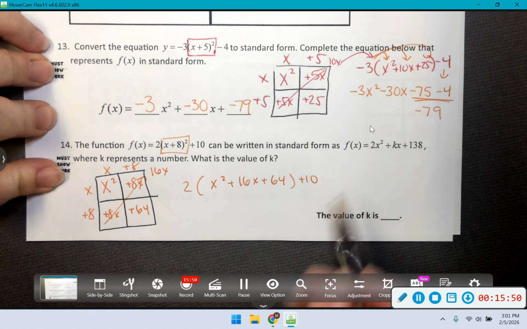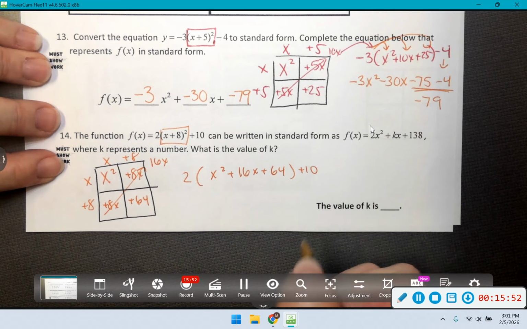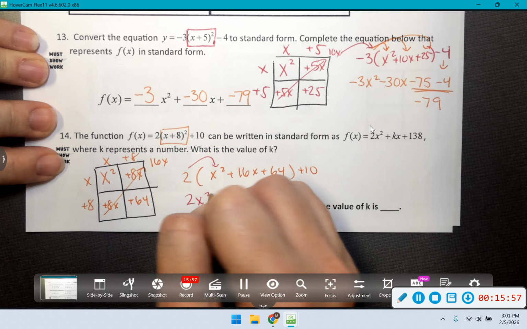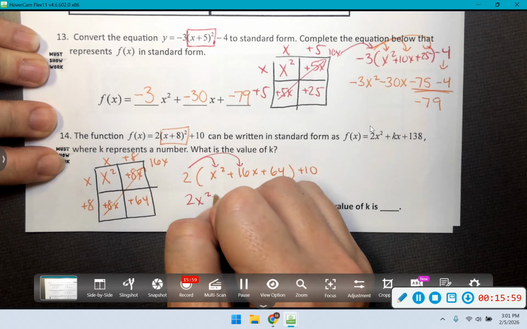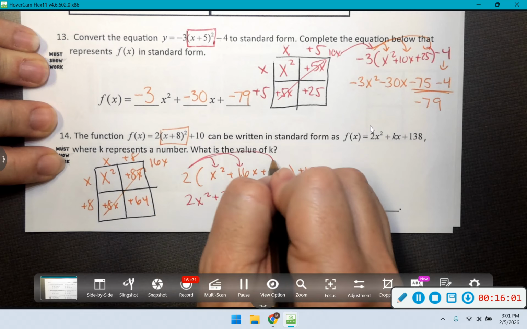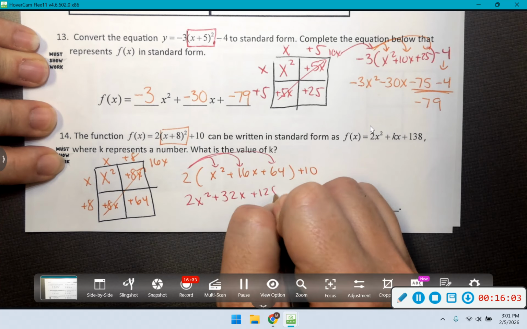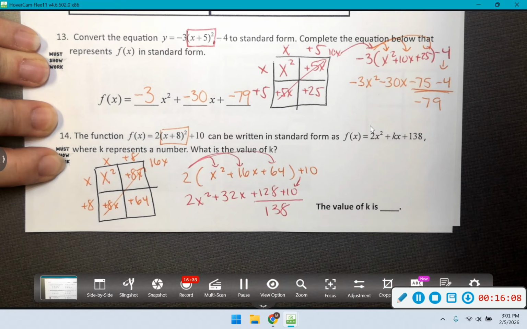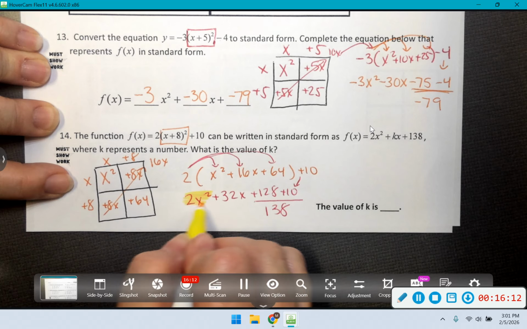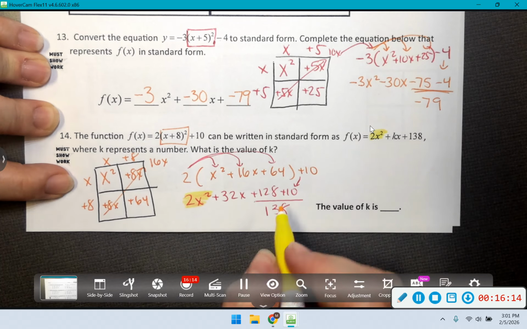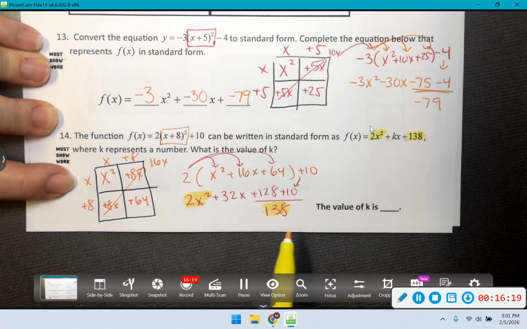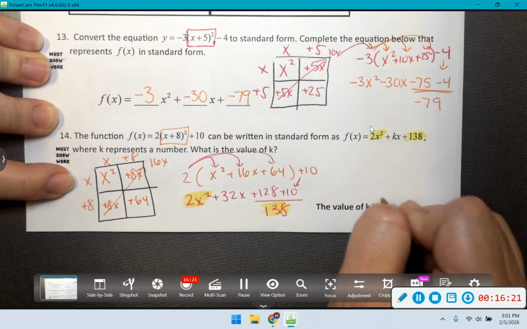Now I'm going to distribute. I know I'm going kind of fast, but y'all are welcome to slow it down or pause it as we go. So 2 times x squared is 2x squared. 2 times 16x is 32x. 2 times 64 is 128. Bring down the plus 10. And that gives me 138. So on these problems, it's good to check your work. My a is 2x squared. My c is 138. So what is k? Well, k is what's in front of x, which is 32.